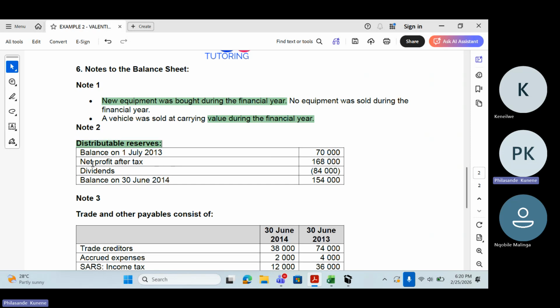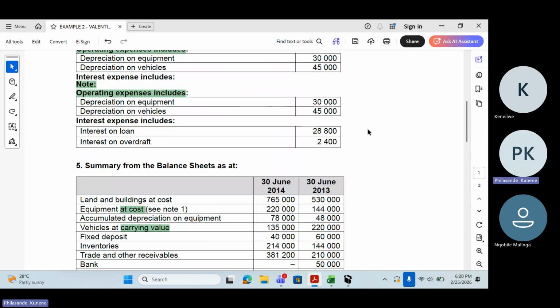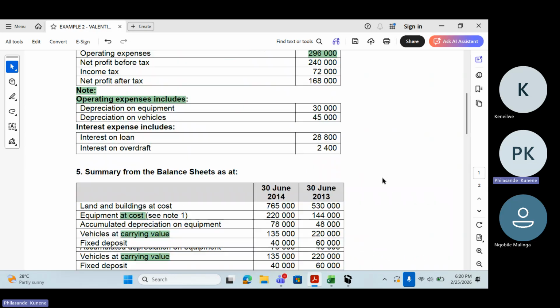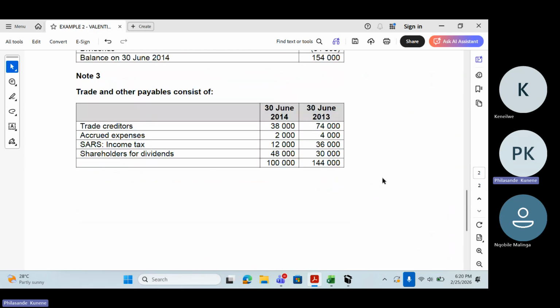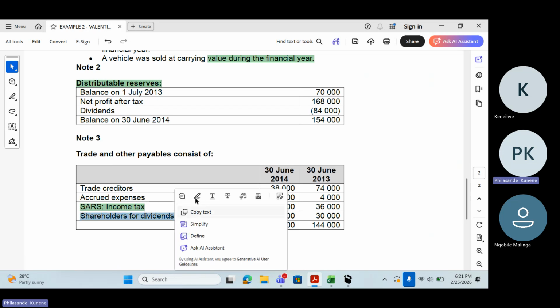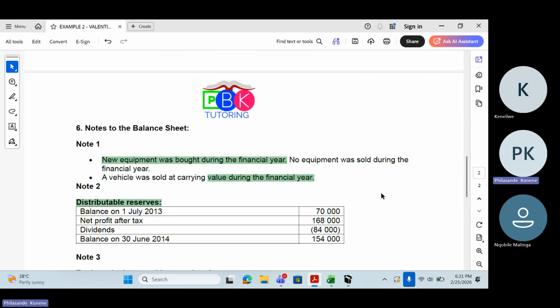They gave us the balance at the beginning, net profit after tax, which is 168,000. This 168,000 should be the same as the one that they gave us here, because it is the same information, as you can see. And then we have dividends, and then we have the balance at the end, which is 154,000. Trade and other payables consist of trade creditors, accrued expenses, SARS income tax. We know about this. Shareholders for dividends, we know about these two. What do we do about them?